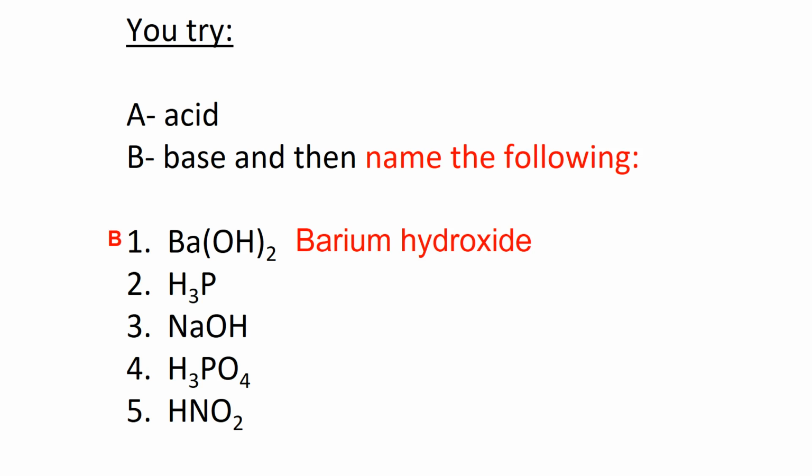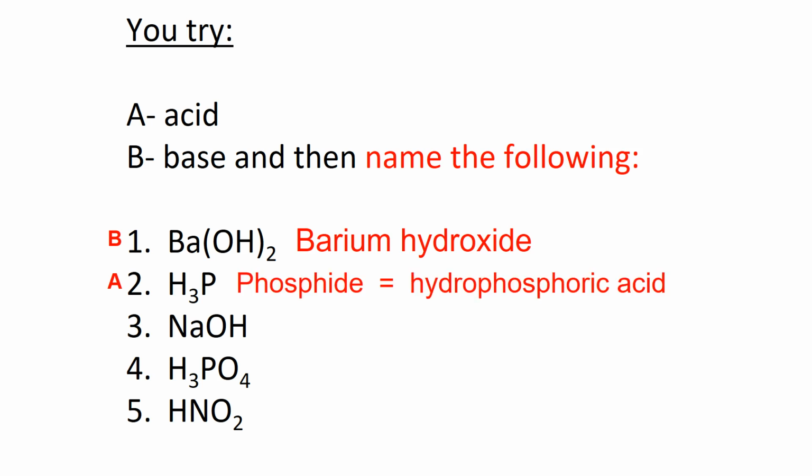All right. We identified H3P as an acid before. So it's a binary acid. So what should it start with? Hydro. And P is phosphorus or phosphide. So it's going to be phosphoric. So hydrophosphoric acid. All right, NaOH, acid or base? That is a base. So what is the name of this one going to be? Sodium hydroxide.